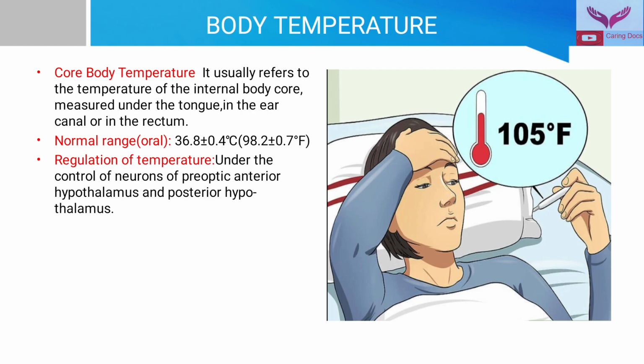Coming to body temperature, the core body temperature usually refers to the temperature of the internal body core. It is measured under the tongue, in the ear canal, or the rectum. The normal temperature range for oral temperature is 98.2 plus minus 0.7 degree Fahrenheit or 36.8 plus minus 0.4 degree Celsius. As we know, regulation of the temperature is under the control of neurons of the preoptic anterior hypothalamus and posterior hypothalamus.